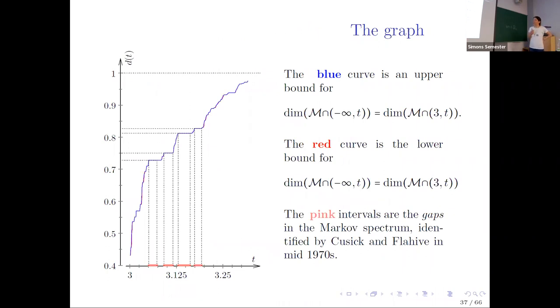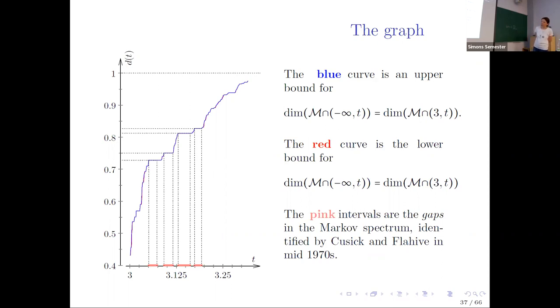Here is the function itself. So we managed to compute it. Thank you to the cluster of the number theory group at Warwick University, where all these computations were done. The way we compute it, we compute lower and upper bounds at a lot of points. The blue curve is the upper bound and the red curve is the lower bound. You don't see the difference because our computations are very good, so they are almost the same.